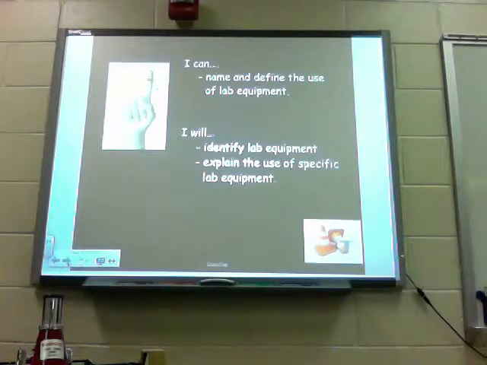All right. I hope that everyone can address the I can and I will statements. Remember, you have to be able to say I can name and define the use of each of these pieces of lab equipment. I will identify lab equipment and explain the use of specific lab equipment. If you can't do this, you might want to back up these slides and watch them again.